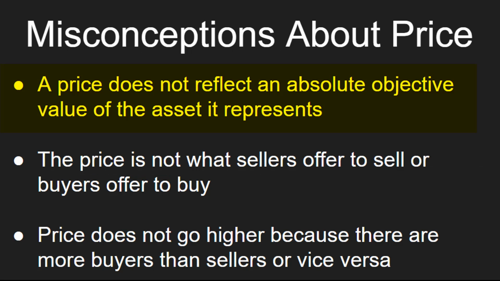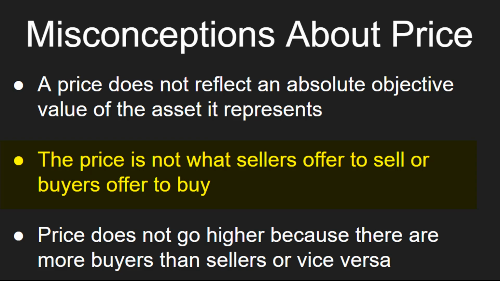A price does not reflect some absolute objective value of the asset it represents. In fact, there could be no relation between those two. Take Bitcoin, for example. It was sold within a range of $2,000 to $20,000 over the past year. However, nothing of the basic concept and the intrinsic value of it was changing during that time period.